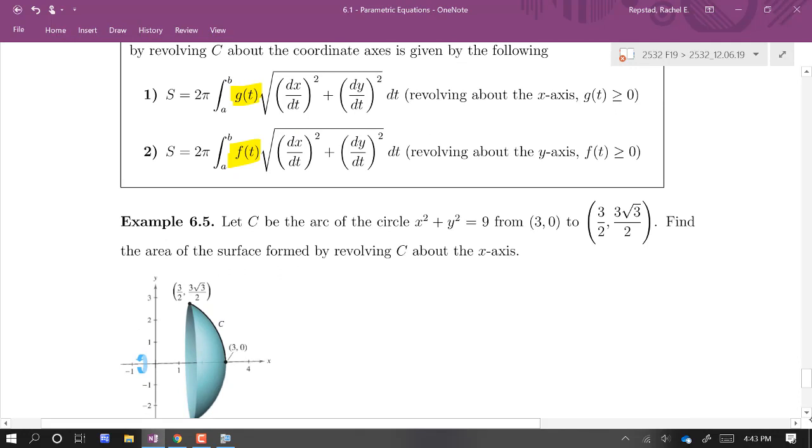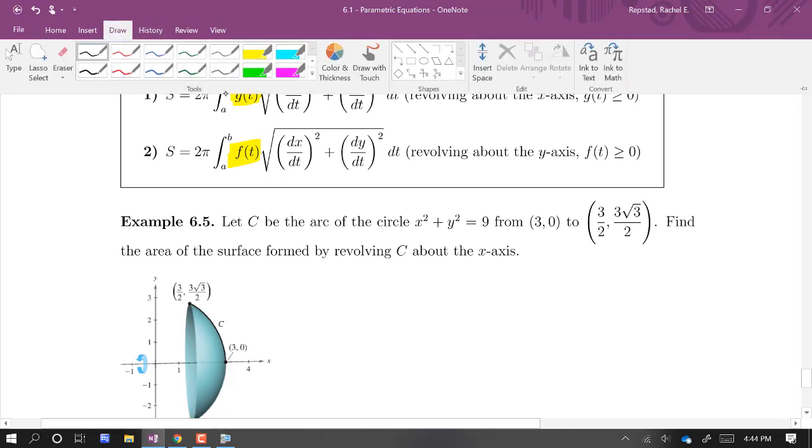So we've got a circle, x squared plus y squared equals 9. That's just a regular circle, centered at the origin with radius 3. And we're just looking at a part of the circle from (3, 0) to (3√3/2), and that goes from t equals 0 to pi over 3.